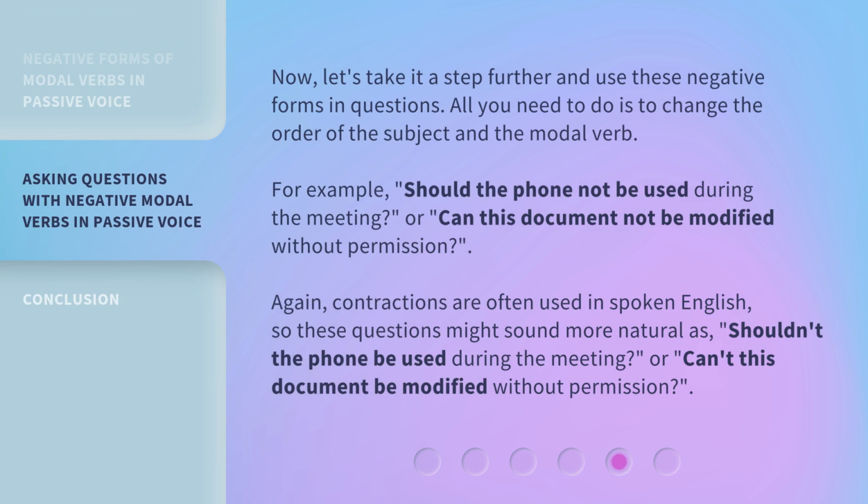Now, let's take it a step further and use these negative forms in questions. All you need to do is to change the order of the subject and the modal verb. For example, should the phone not be used during the meeting? Or, can this document not be modified without permission? Again, contractions are often used in spoken English, so these questions might sound more natural as, shouldn't the phone be used during the meeting? Or, can't this document be modified without permission?